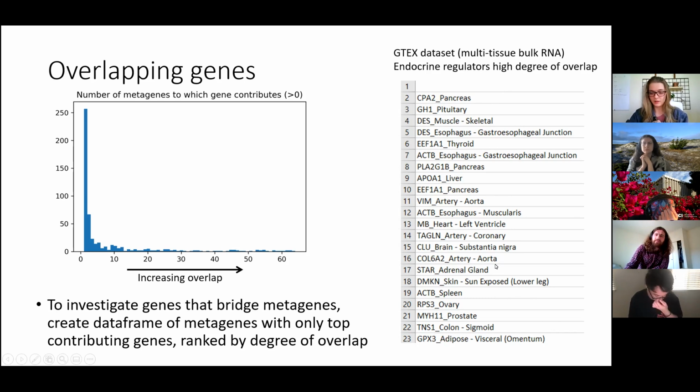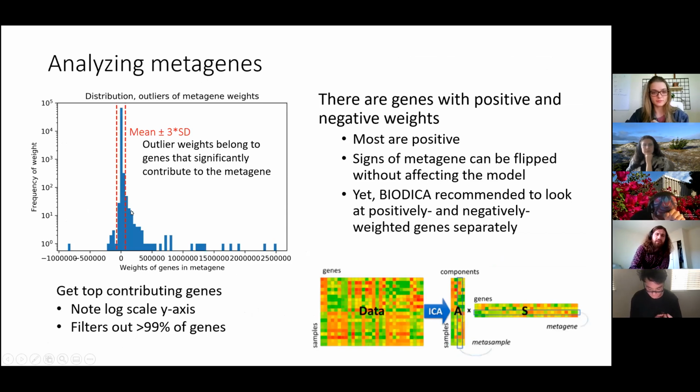So this doesn't consider whether a gene has the highest weight or not. It just considers if a gene has a weight that is a statistical outlier, so a relatively extreme value. If this is the distribution of weights in a metagene, this gene has a higher weight compared to other genes in the same metagene, not compared to weights of the same gene in another sample.